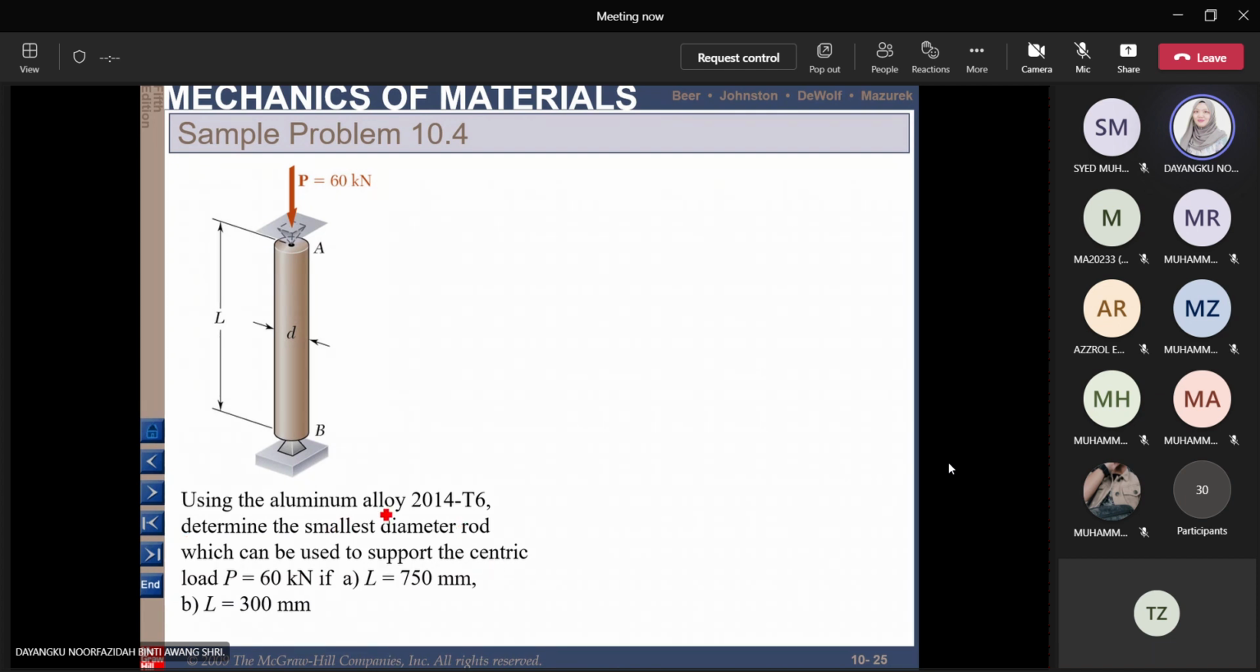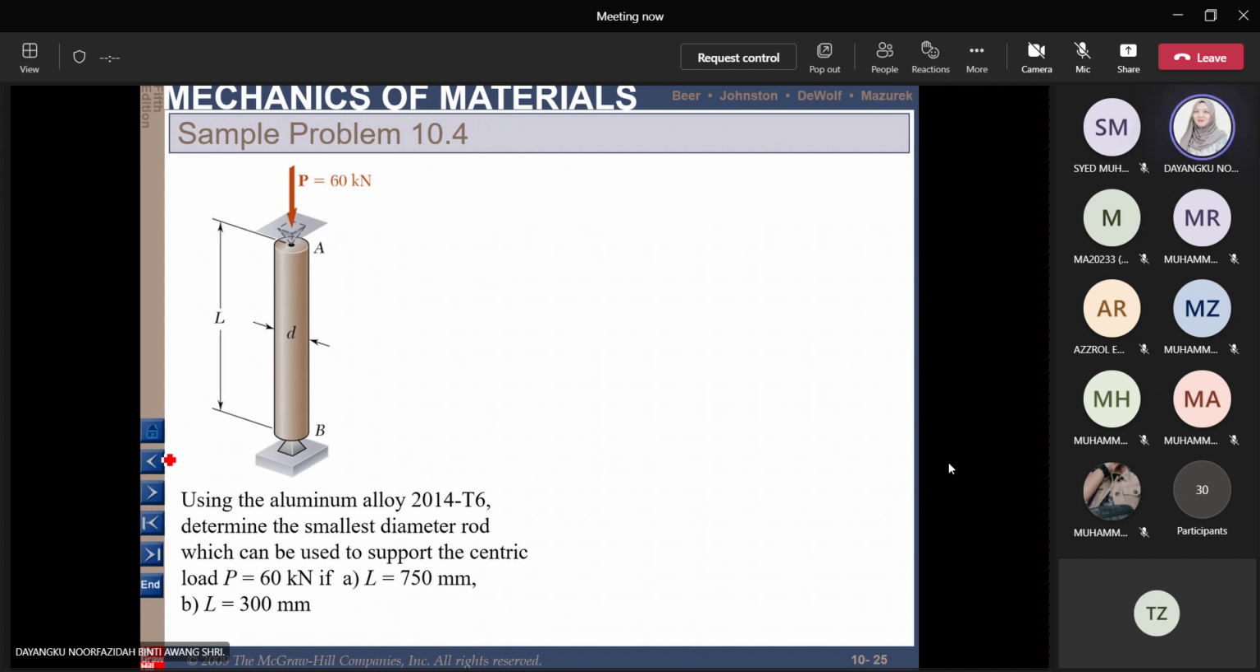So using the aluminum alloy, determine the smallest diameter rod that can be used to support the centric loading of 60 kilonewton if L is equal to 750, and then if L is equal to 300. Okay, so for this one, first of all, we need to get the relationship between your diameter and also your L over r.